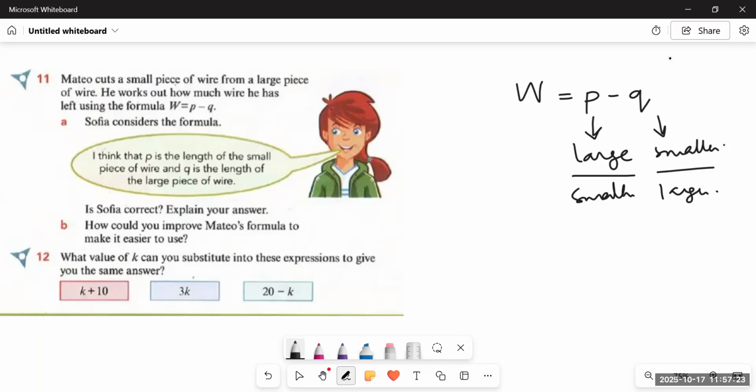And we can improve Matthias' formula to make it easier to use by saying that W is equals to P minus Q. So it could be like W for wire as it is. But instead of using P and Q, we could use L for the large one and S for the smaller one. We must use the letters that are close to the actual letters of the words that we are supposing. Or still we can use P and Q, but we have to write down what letter each represents.